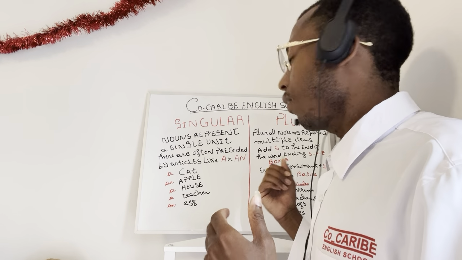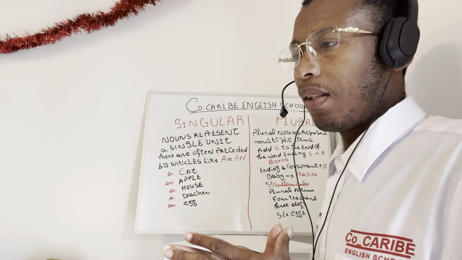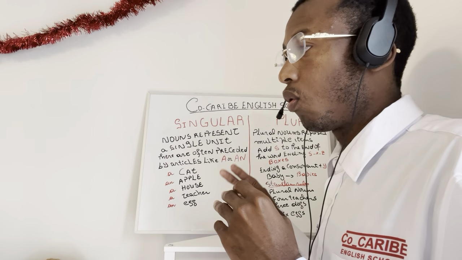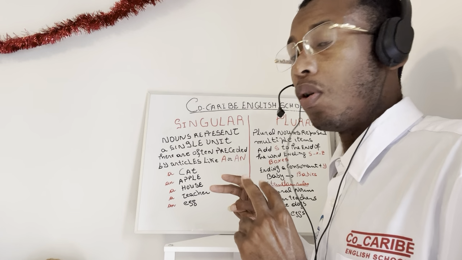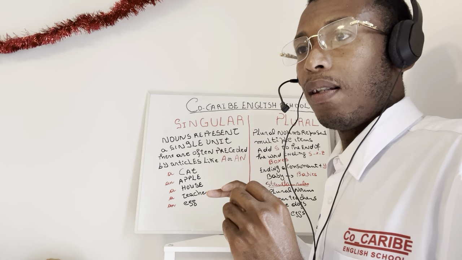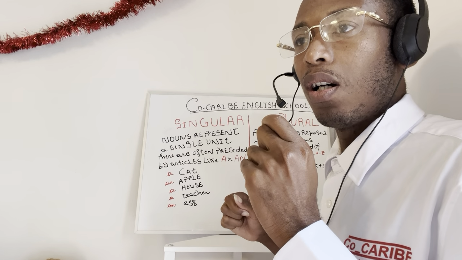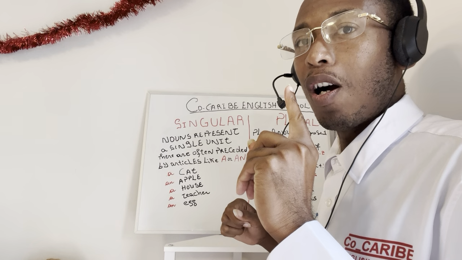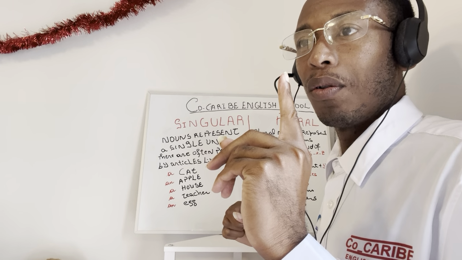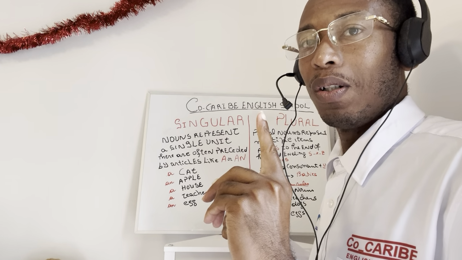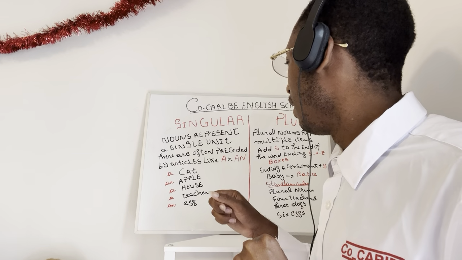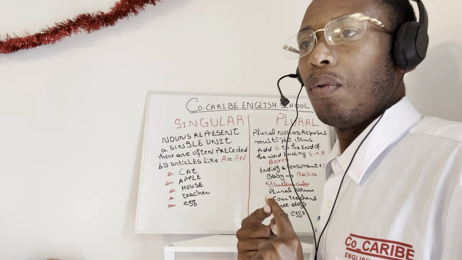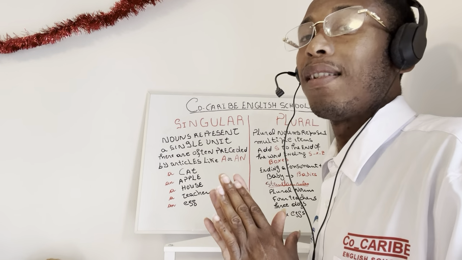So in English, the difference between singular and plural is that when you see singular, it is one. How many teachers do they have? One teacher. How many cats? We have one. When it is one, it is singular, you don't need to put s because it's singular.